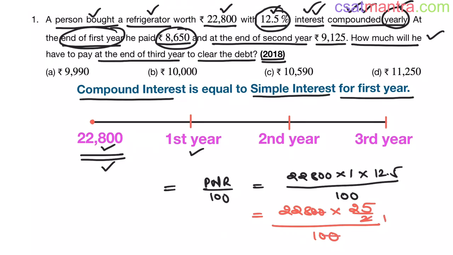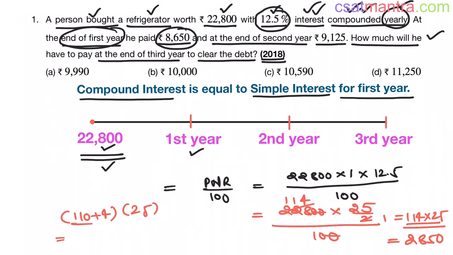Now 2 ones are 2, 114. Okay, this is 114 into 25. Now this is equal to 2,850. You can find out this value by simply writing 114 as 110 plus 4 into 25. Okay, 110 into 25 is 2,750 plus 25 into 4, that is 100. Okay, this is 2,850 my friends. This is clear, right?